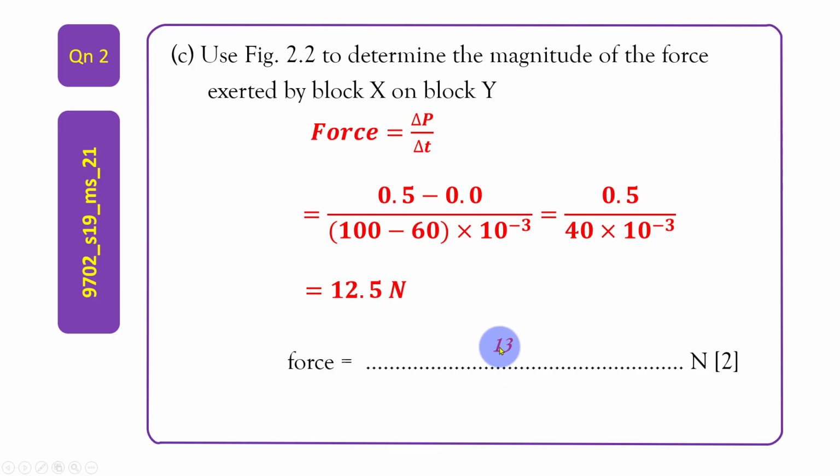That is approximately 13 newtons to two significant figures, because you can see the quantities used in the calculation are to one significant figure and two significant figures. So we have to state the answer to the least number of significant figures, which is 1, or 1 more. Let me explain that, because it's very important for you to understand why we have written 12.5 as 13 newtons, okay?